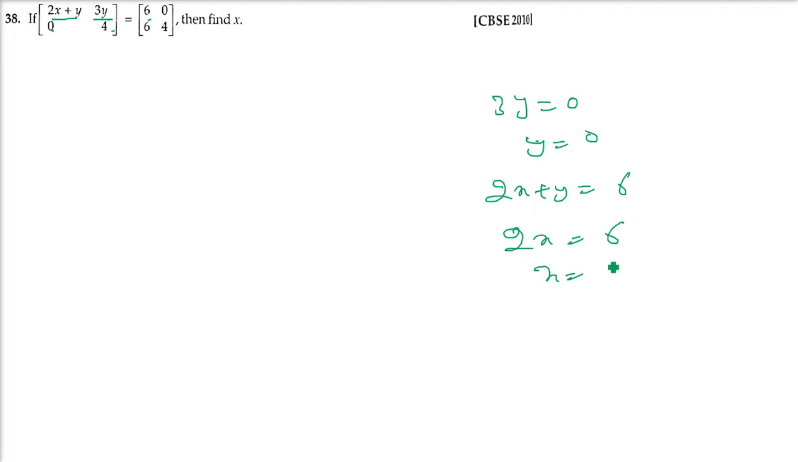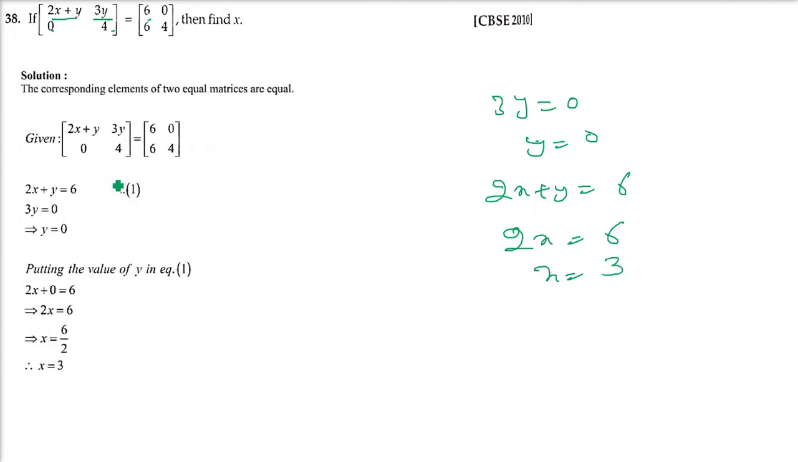Okay, we have to find x. See, 3y is equal to 0. So y is equal to 0. 2x plus y equals 6. Since y is 0, 2x equals 6. Divide both sides by 2. You get x equals 3. So y is 0 and x is 3. So this is how you have to write also.